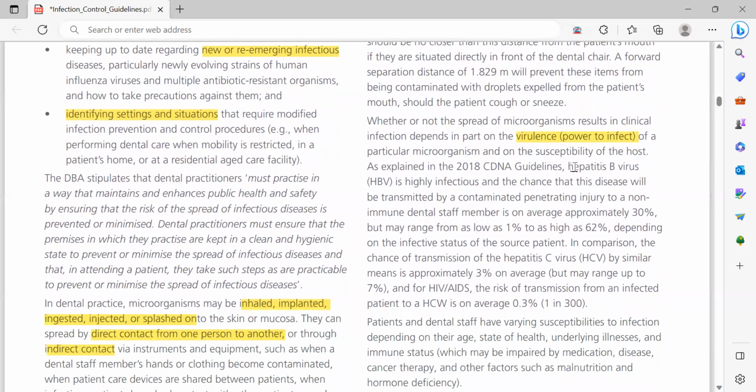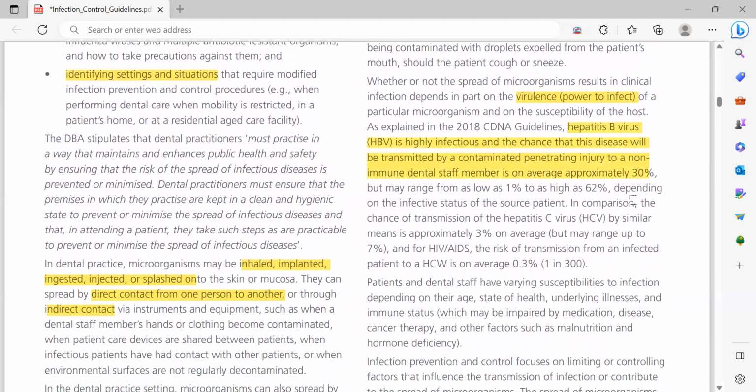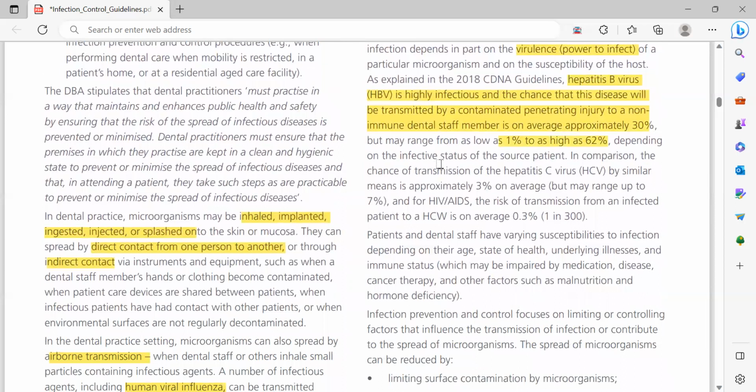Hepatitis B virus is highly infectious, and the chance that this disease will be transferred by a contaminated penetrating injury to a non-immune dental staff member is on average approximately 30%. So, if a dental staff member got injured by hepatitis B positive blood, there is a chance that the staff would also get this infection. There is a 30% chance that he would get the infection, but the range is from 1 to 62%, depending on the infective status of the source patient.